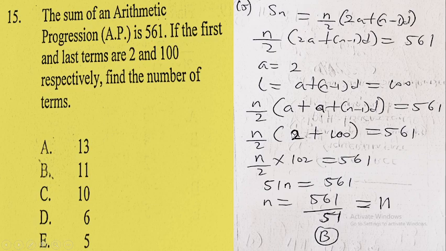Then our first term is 2, equals 561. From there, 2 plus 100 will give us 102, equals 561. Then 2 can go into 102, that is 51. 51 times n gives us 51n equals 561. Then you can divide both sides by 51. That will give us n to be 11. So that means we have 11 terms in the arithmetic progression, and the correct option here is option B.